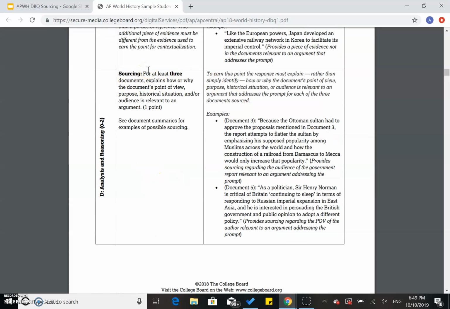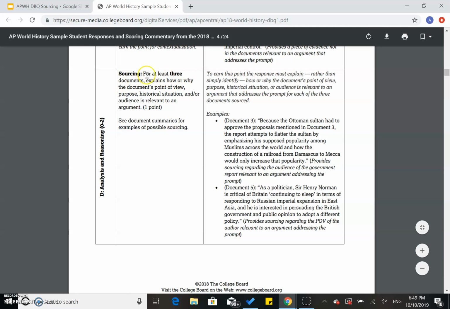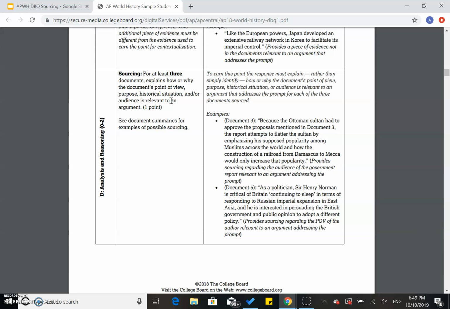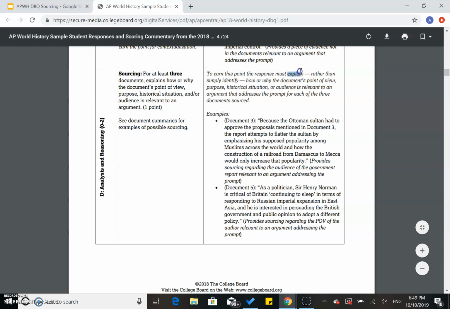So this is the official rubric for the DBQ, and in sourcing, what it says is for at least 3 documents, you have to explain how or why the document's point of view, purpose, historical situation, and or audience is relevant to an argument. So we just went over all of this, so don't even worry about that. You already know what you need to do for that. So to earn this point, you must explain, right? This is the keyword right here, explain, rather than simply identify.